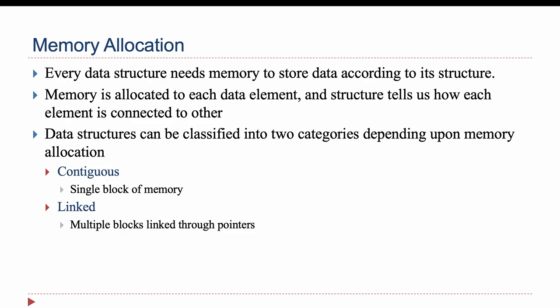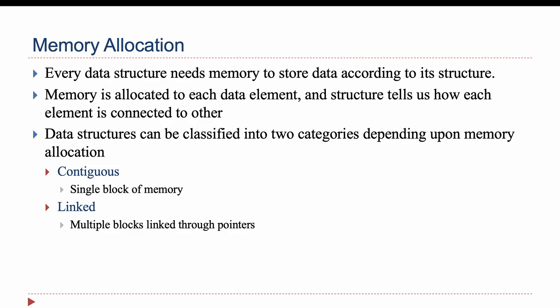Linked memory allocation, on the other hand, involves allocating multiple blocks of memory and linking them together using pointers. This method is used in linked lists, trees, and graphs, where the connections between elements are not fixed in a contiguous block of memory. Linked memory allocation provides more flexibility in storing and manipulating data structures, as elements can be added, removed, and reordered dynamically.